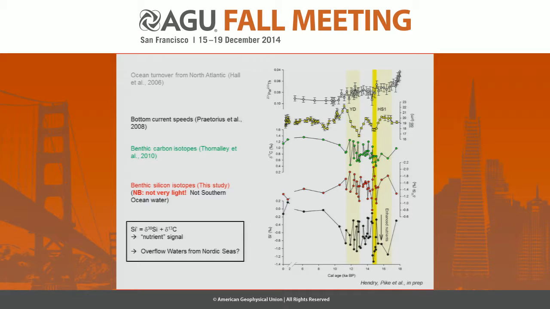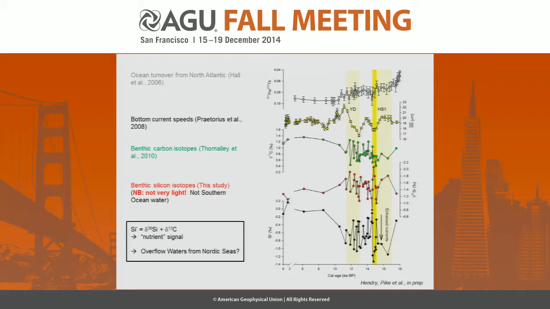Up here we've just got some records just to illustrate what was going on in terms of ocean circulation at the time. These are two nearby cores. This is Ian Hall's protactinium-thorium data and some Pretorius's sortable silt data from ODP 984. And here's the benthic carbon and the benthic silicon again.